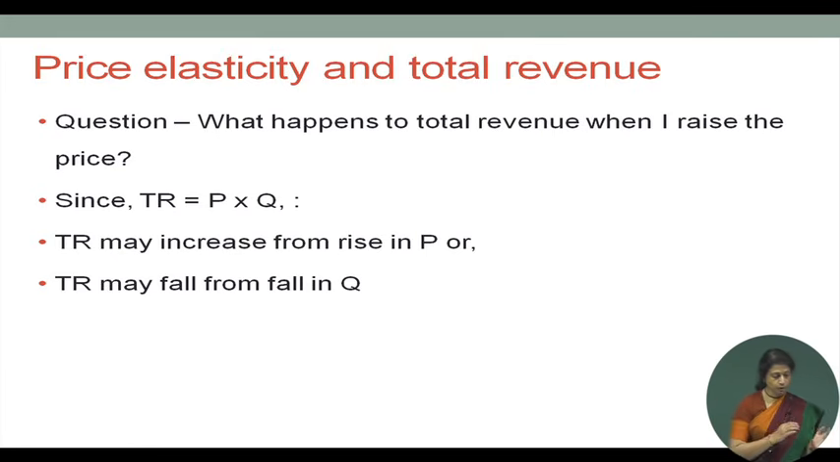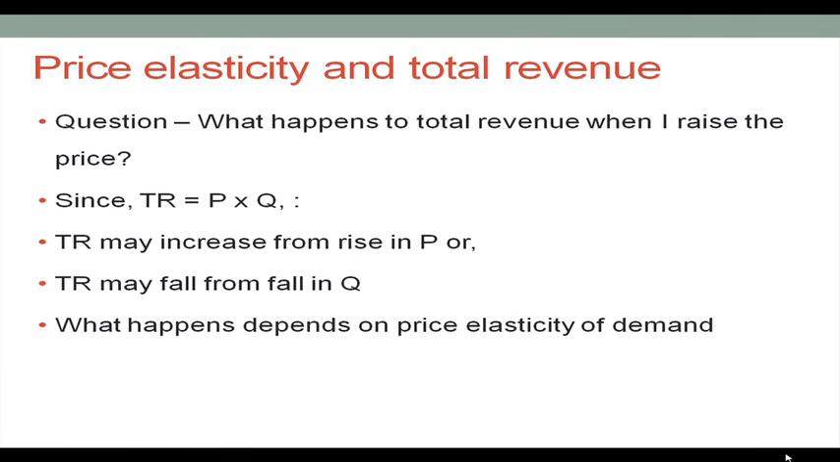So, from this equation of total revenue equals price into quantity, there are two components, price and quantity, and whenever there is any change in price, quantity moves in the opposite direction. So, the question is, how much is the increase or decrease in price, and related to that, how much is the decrease or increase in quantity respectively, the two cases. What happens depends on price elasticity of demand. Price elasticity of demand is going to tell us what happens when price changes. Is the price effect more or the quantity effect more?